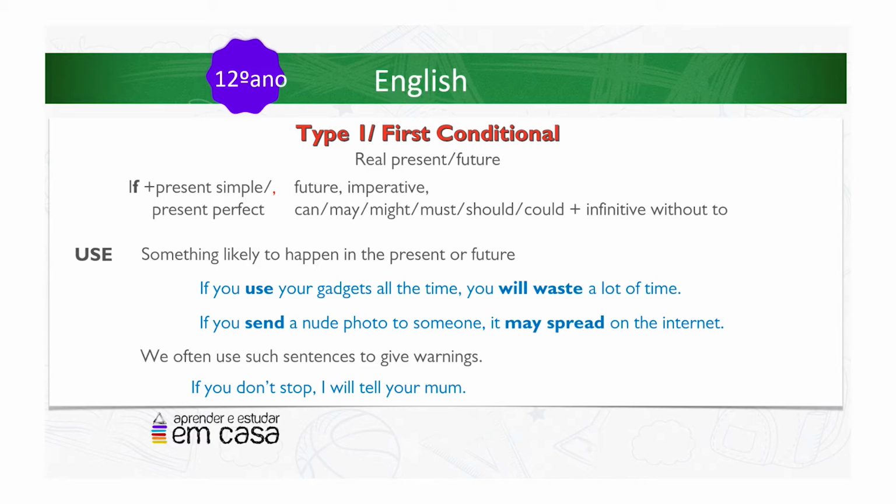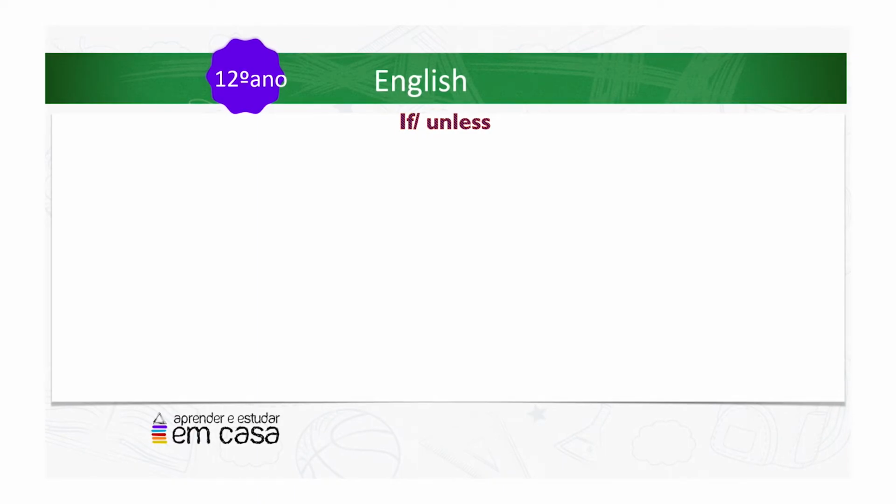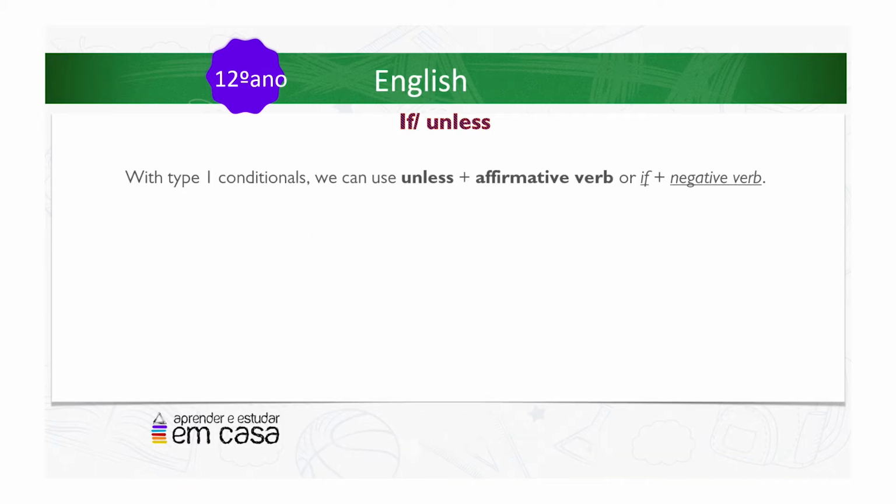So let's see the use of unless. Unless is only used in type 1. And how do we use it? We can use unless plus affirmative verb or if plus negative verb. They have the same meaning. The construction is a little bit different, but they are the same.